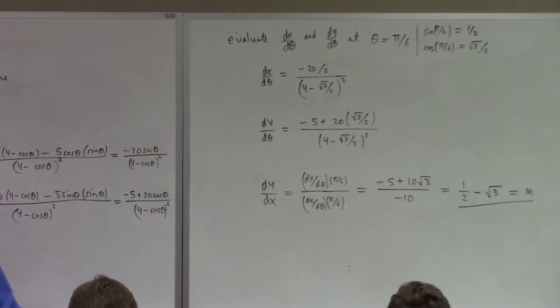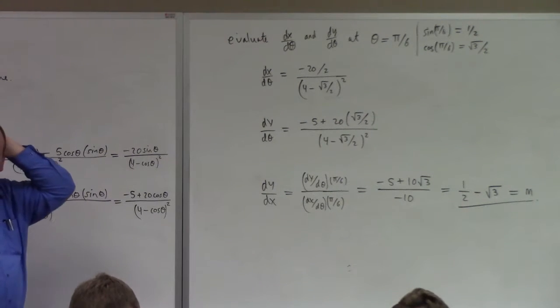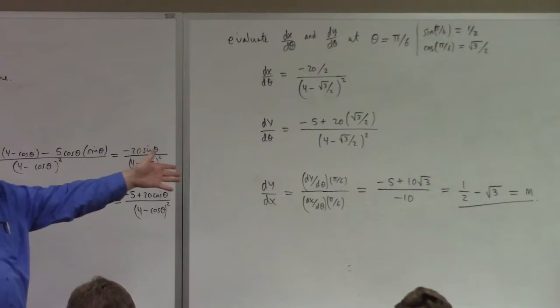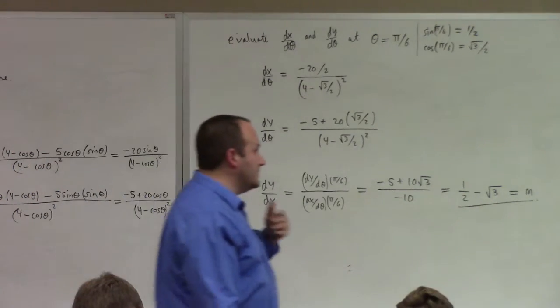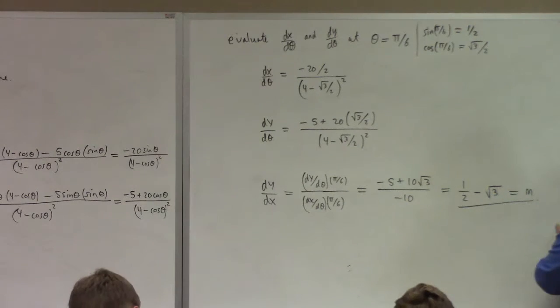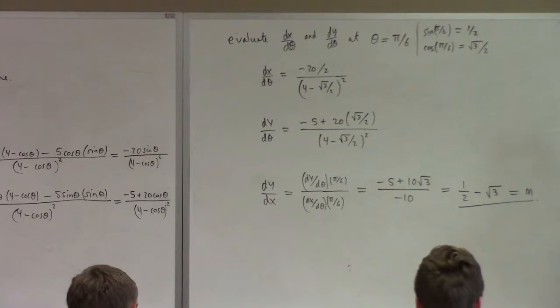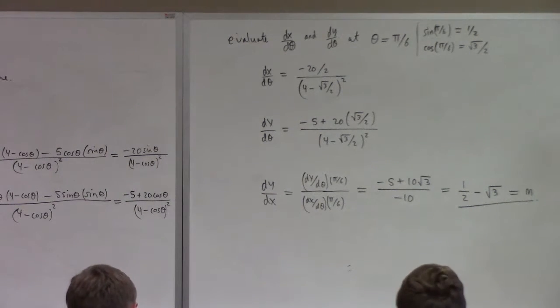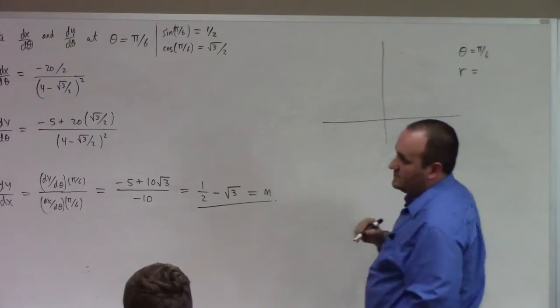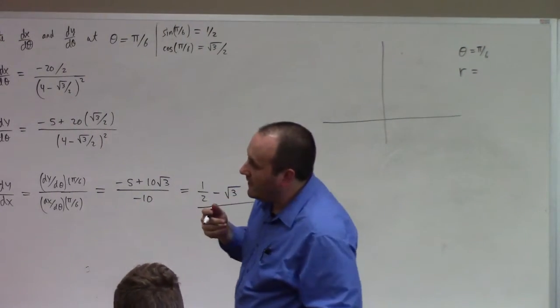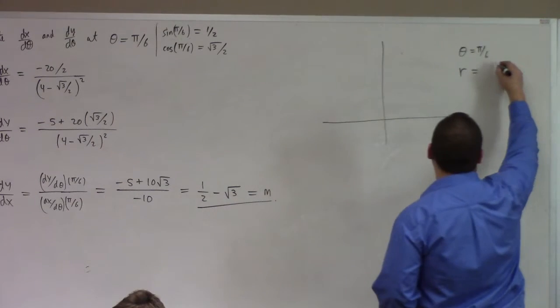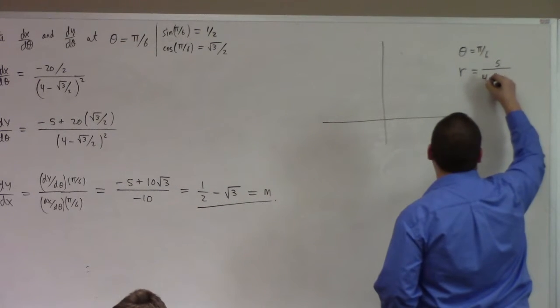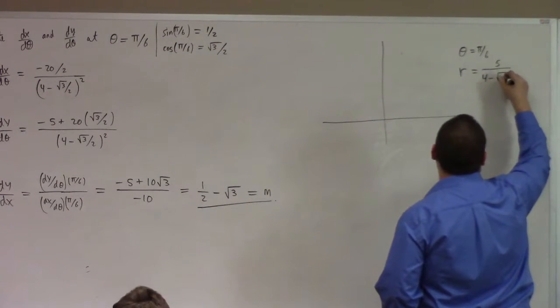And then I'm looking for the equation, right? So what do I need then? If that's the slope of the tangent line, what do I need also? I need a point, right? What's the point of, where are we when we put in pi over 6? What did we get? What's r equal to? 5 over what? So this, right?